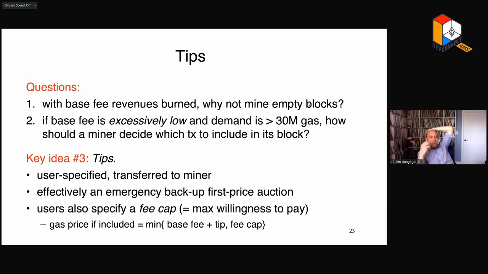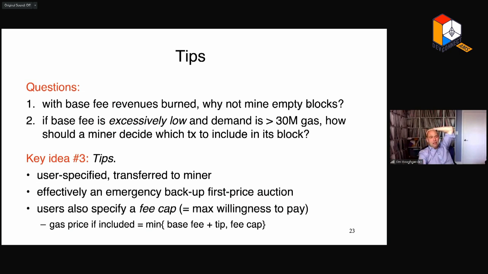So the third key idea is known here as tips. I just call it an emergency backup first price auction. The mechanics are that as a user, on the one hand, you're going to be paying the base fee. The base fee will be burned. But there's also a user-specified tip. This plays the previous role of the bid. It's a tip that a user is willing to pay above and beyond the base fee, and this tip all gets transferred to the miner.